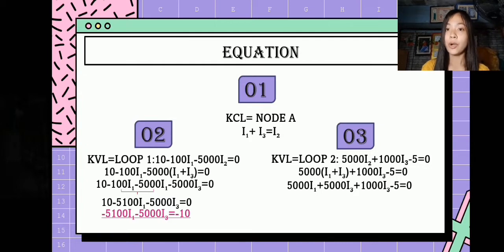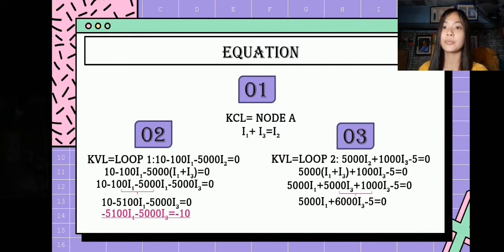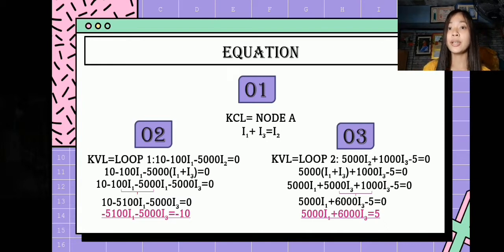After that, we will combine the same I3 terms and it will be 5,000 I1 plus 6,000 I3 minus 5 is equal to 0. After that, we will move negative 5 to the other side and it will be 5,000 I1 plus 6,000 I3 is equal to positive 5. And now, we are done with the equation. The next thing we will do is the elimination method.